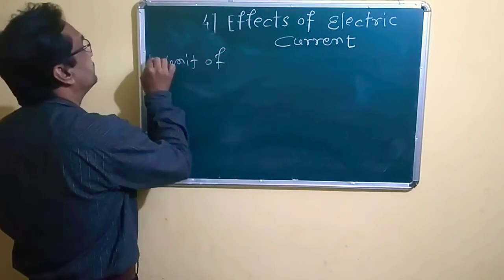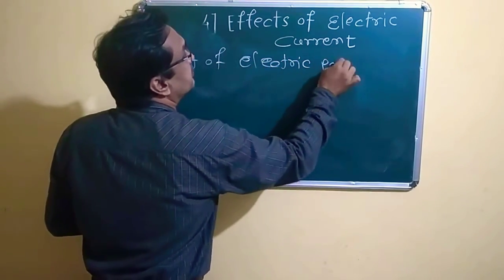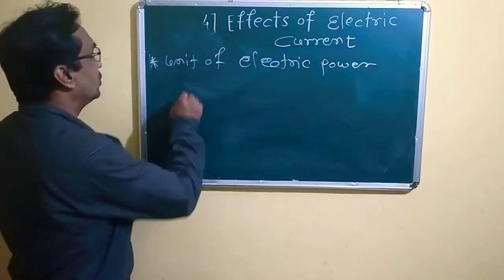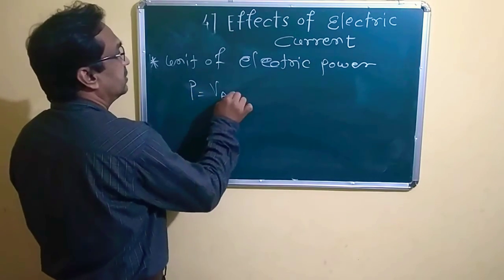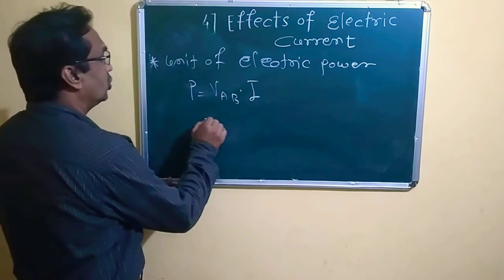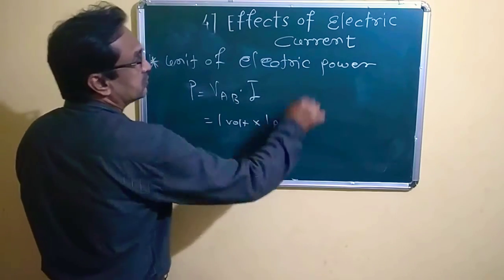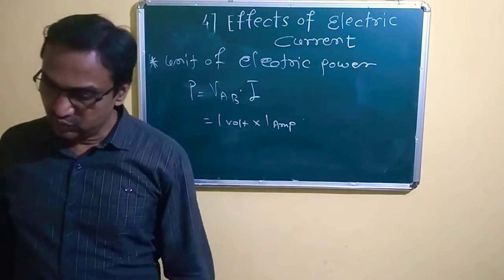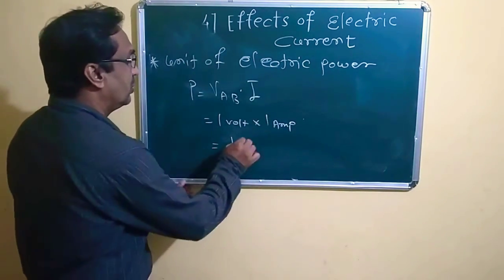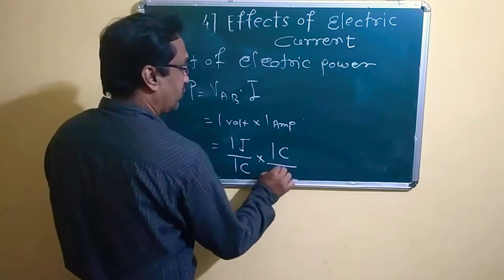Unit of electric power. P is equal to VAB into I. That means 1 volt into 1 ampere. So 1 volt is equal to 1 joule upon 1 coulomb into 1 coulomb upon 1 second.